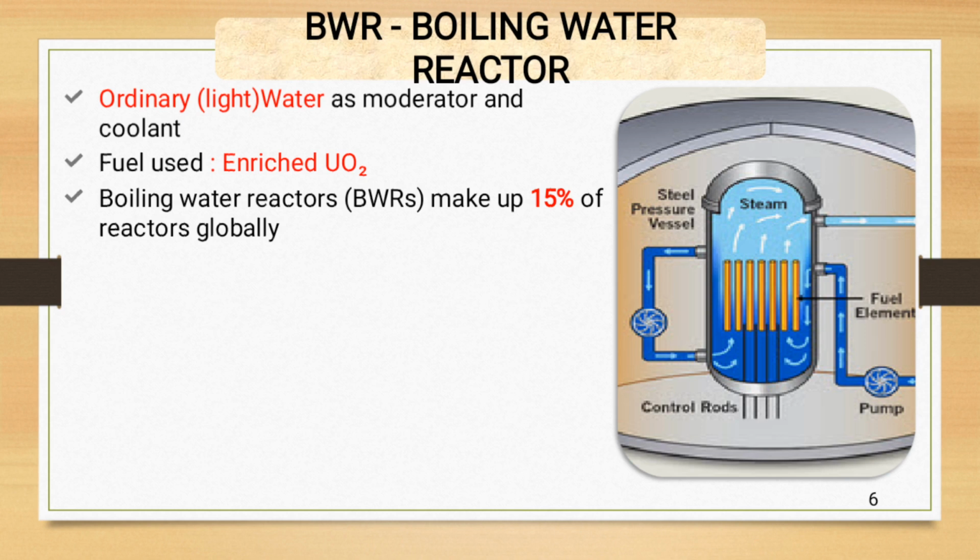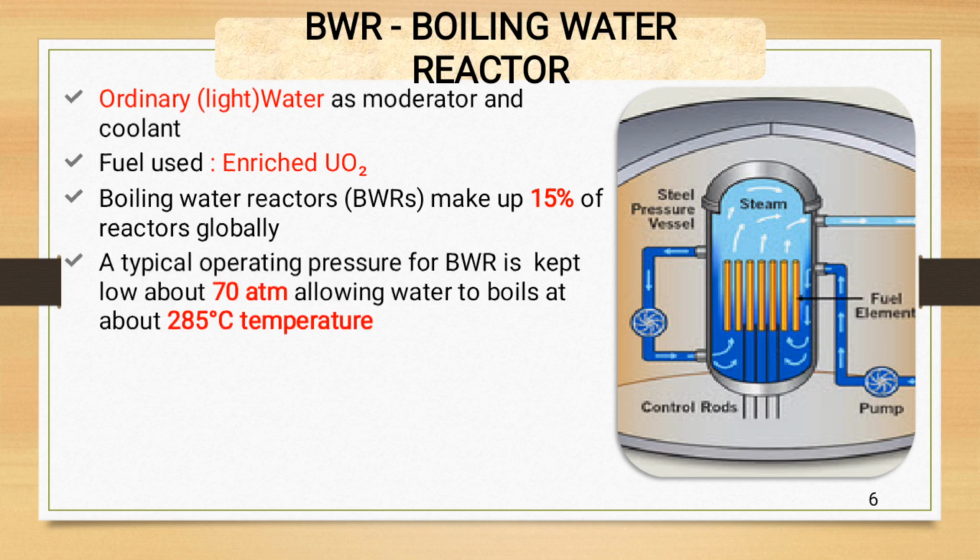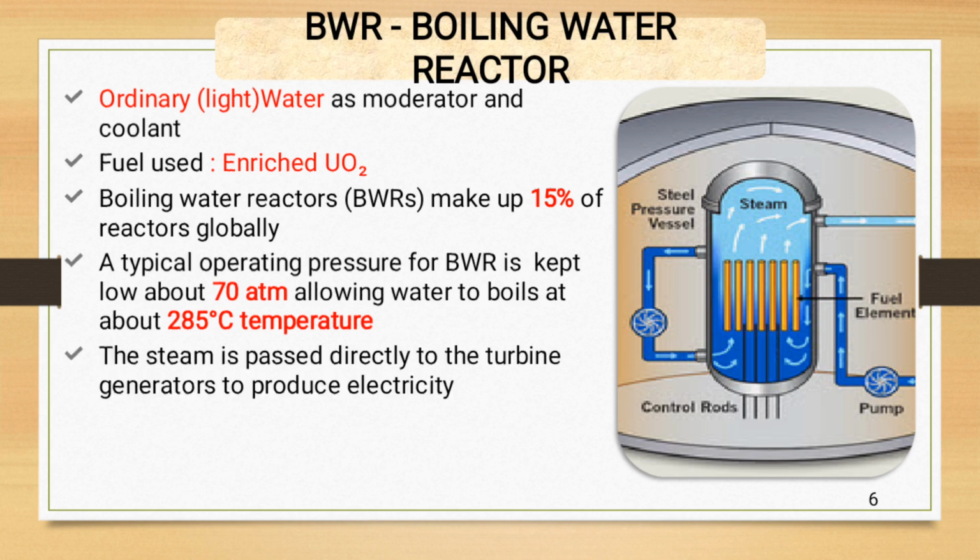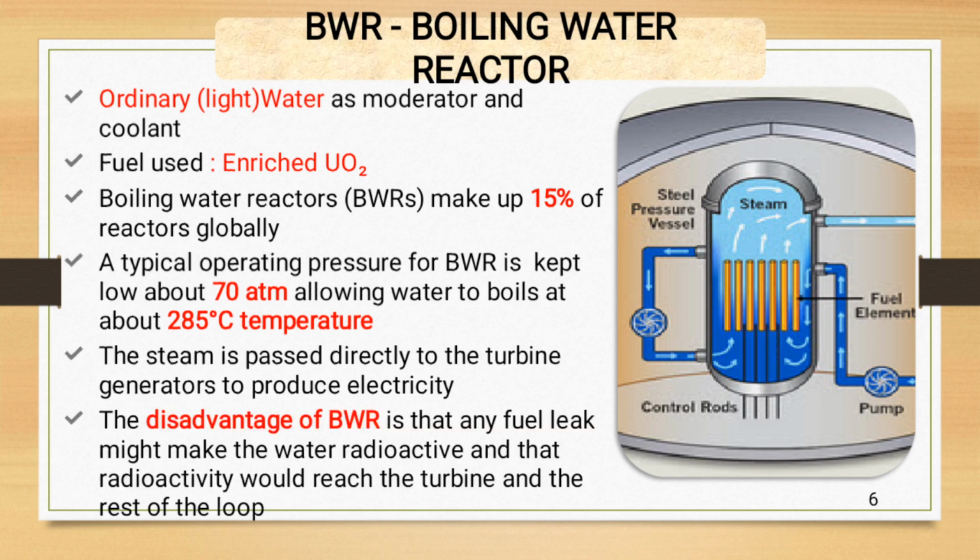Boiling water reactors make up 15% of reactors globally. A typical operating pressure for boiling water reactors is kept low, about 70 atm, allowing water to boil at about 285 degrees Celsius. That steam is passed directly to the turbine generator to produce electricity. The disadvantage of the boiling water reactor is that any fuel leak might make the water radioactive, and that radioactivity would reach the turbine and the rest of the loop.